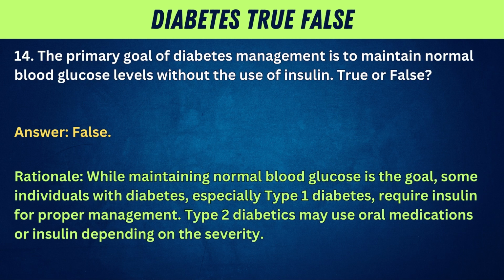14. The primary goal of diabetes management is to maintain normal blood glucose levels without the use of insulin. True or false? Answer: false. Rationale: while maintaining normal blood glucose is the goal, some individuals with diabetes, especially type 1 diabetes, require insulin for proper management. Type 2 diabetics may use oral medications or insulin depending on the severity.